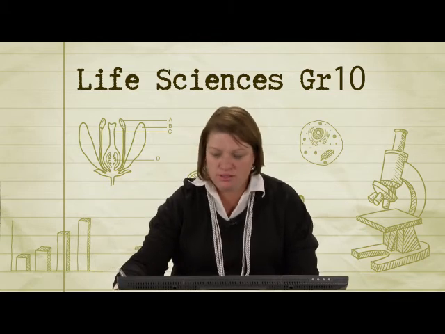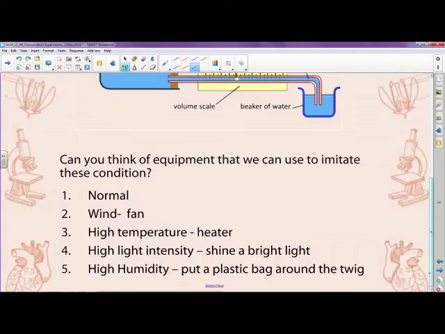You are quite correct. What am I going to use? For wind, I can use a fan. For high temperatures, I can have a heater. For high light intensity, I shine a very bright light, very close. And for high humidity, I put a plastic bag around the twig. Why do I put a plastic bag? What did I say to you? The plastic bag is going to collect all that water.